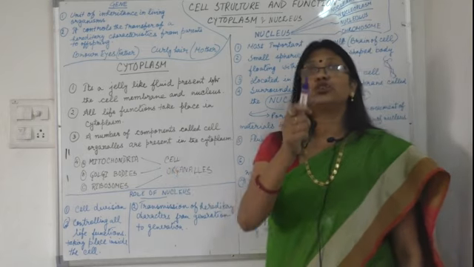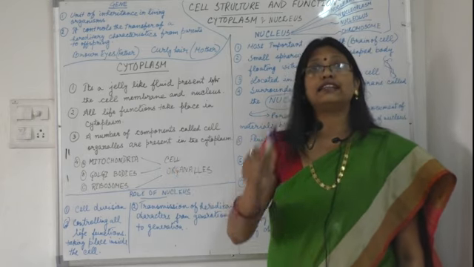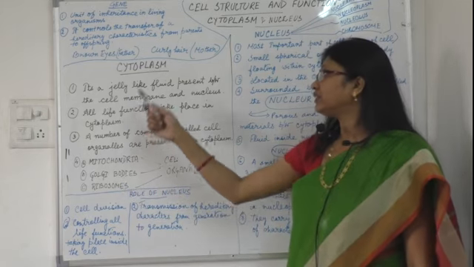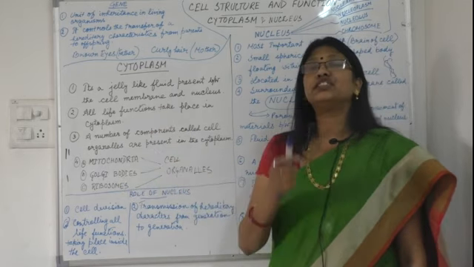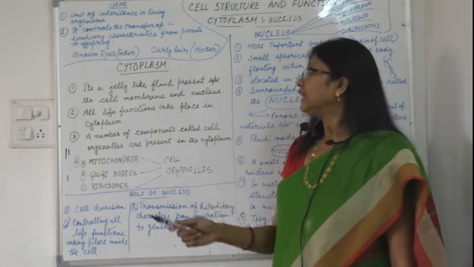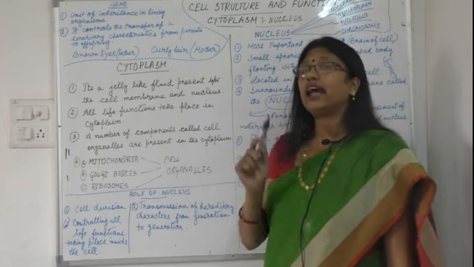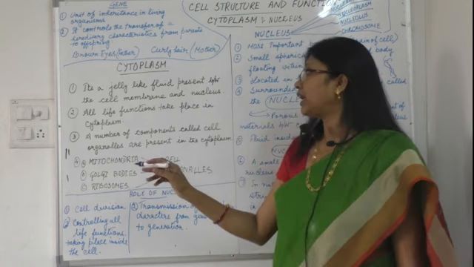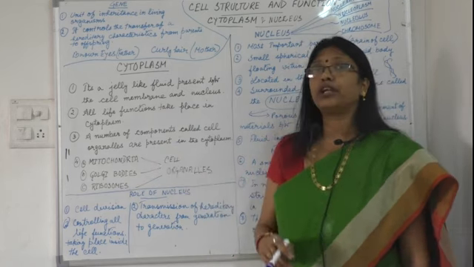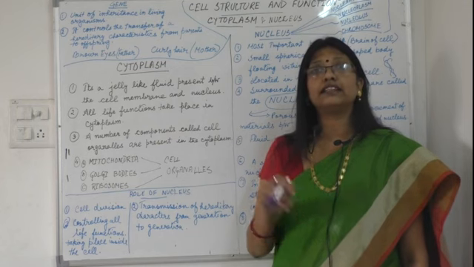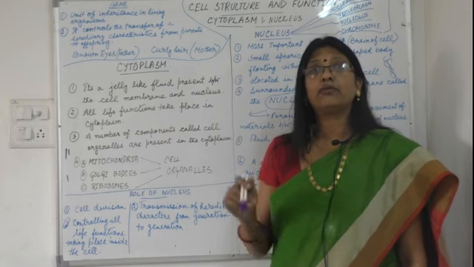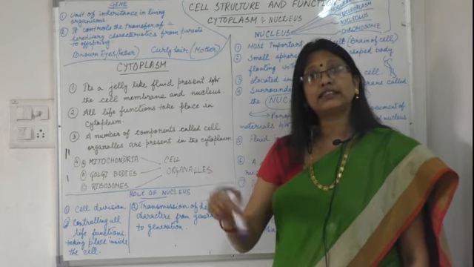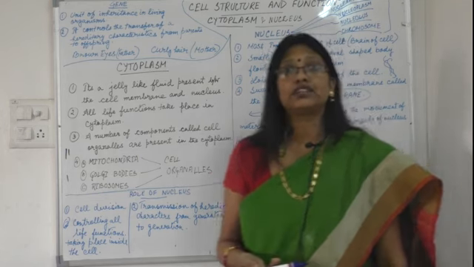We have learned the next two parts of the cell, that is cytoplasm and nucleus. In cytoplasm we have three points: it is a jelly-like fluid; secondly, all the life functions take place in the cytoplasm; and a number of components called cell organelles are present in the cytoplasm. Some of them are mitochondria, Golgi body, ribosome. We will discuss them in a later session.